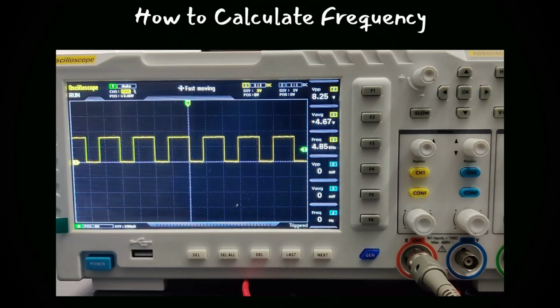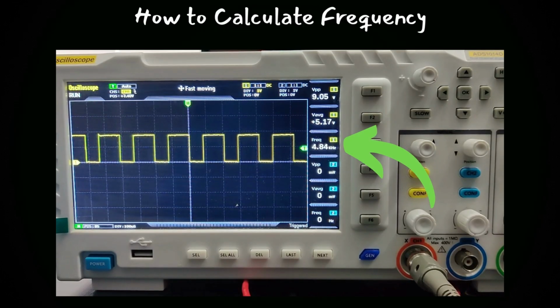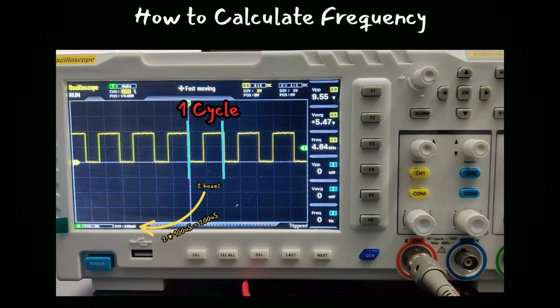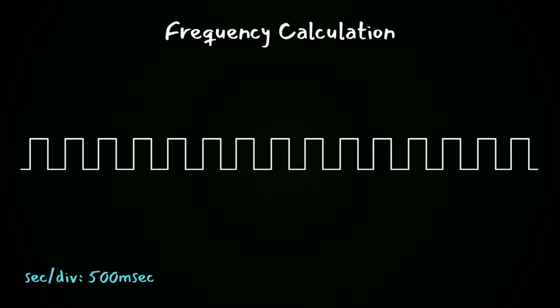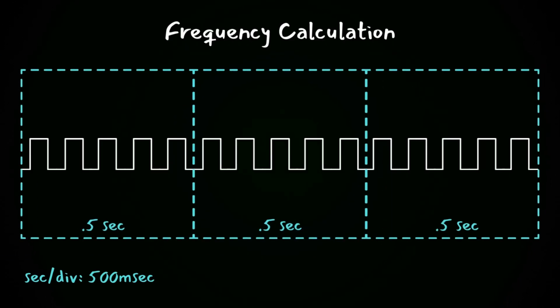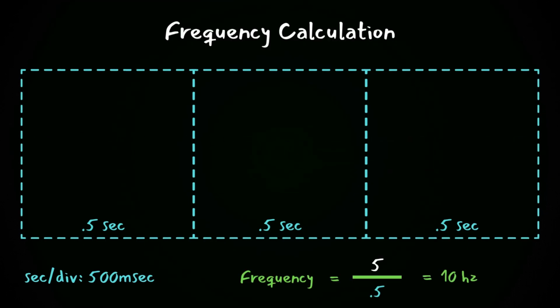So, how can you find out the frequency of a waveform on your oscope? Well, if you have a fancy one like me, it will do the math for you. But if not, then all you need to do is count the amount of cycles in one box, also called a division. And pay attention to the period, which is labeled sec/div. For an example, if it says 500 milliseconds, then it means each box is half a second. So if you have 5 cycles every 500 milliseconds, your frequency is 10 Hertz.